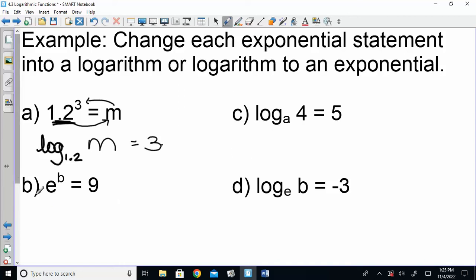All right, so B, e to the b power equals 9. How do you write that as a logarithm? Log base e of 9 equals b.